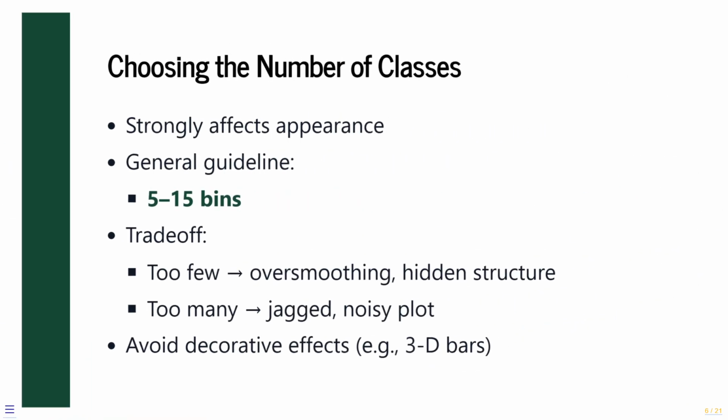The number of classes or bins strongly affects the appearance of a histogram. Too few bins oversmooth the data and hide structure. Too many bins create a jagged, noisy plot. A common guideline is to use between 5 and 15 bins, adjusting as needed to highlight meaningful patterns rather than random variation. As with bar charts, decorative effects such as 3D bars should be avoided. They distort perception without adding information.